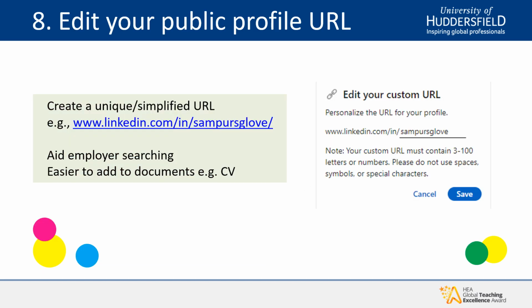Also, a couple more hints and tips. Don't forget to change your URL, as this will make it easier for you to be found in a professional search result. This can be done by clicking Edit Your Custom URL when present on your LinkedIn profile, and you can change that to anything that is still available. This can be handy as it makes you more searchable, and it also makes it more effective to embed your LinkedIn URL onto your CV.